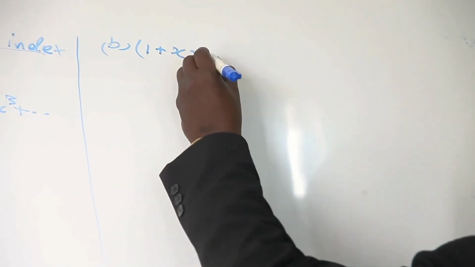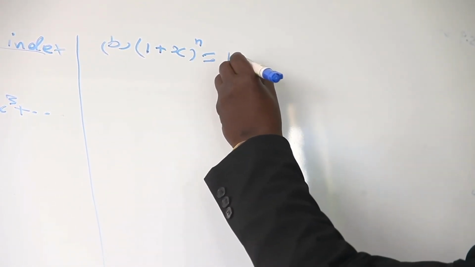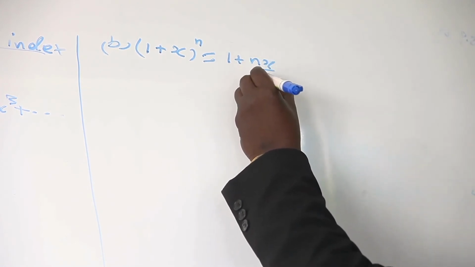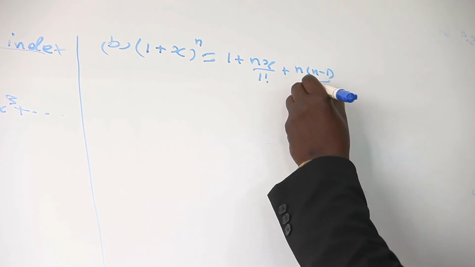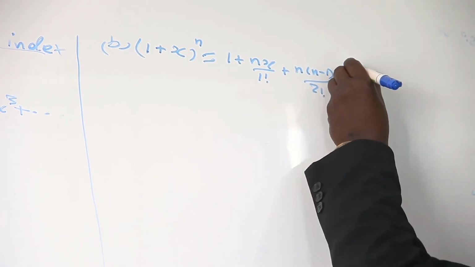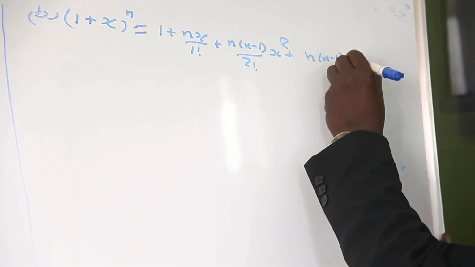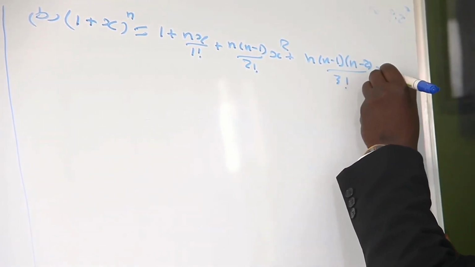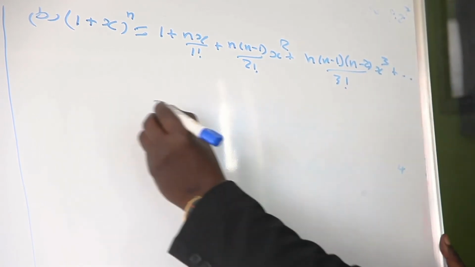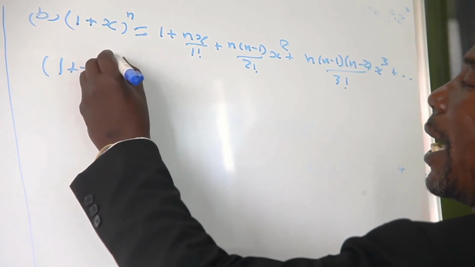(1 + x) raised to the power n will equal 1 plus nx over 1 factorial plus n into n minus 1 over 2 factorial x squared plus n into n minus 1 into n minus 2 over 3 factorial x^3, plus and so on. So (1 + x) to the power half.